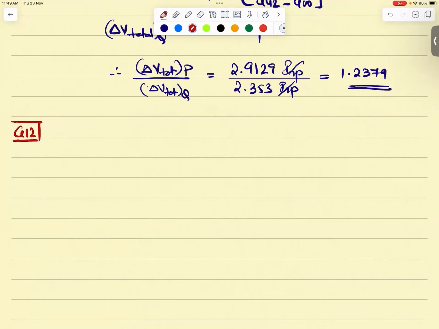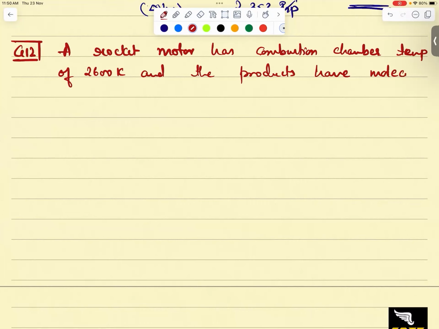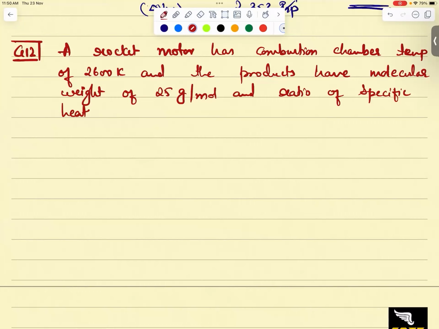GATE 2012. A rocket motor combustion chamber temperature of 2600 Kelvin, and the products have molecular weight of 25 gram per mole and ratio of specific heats 1.2.